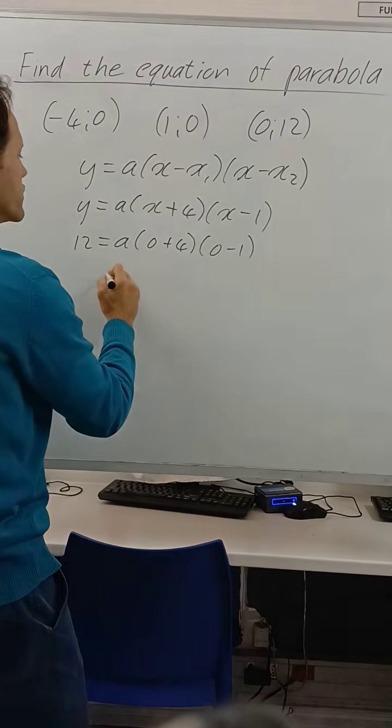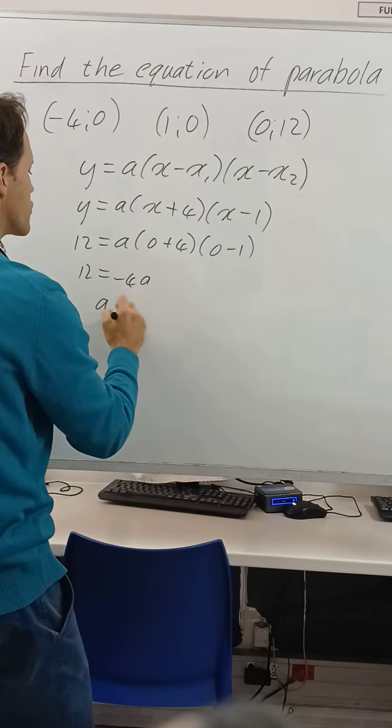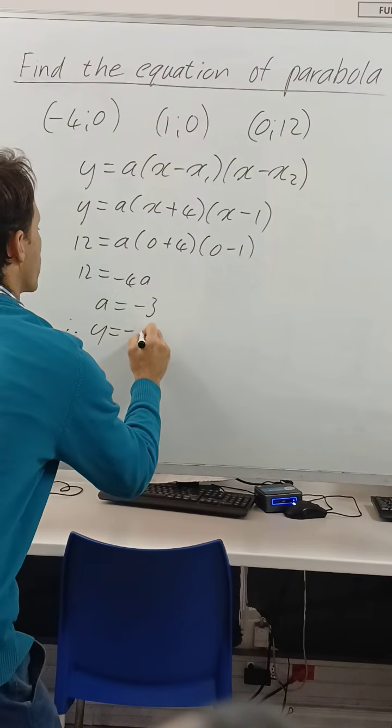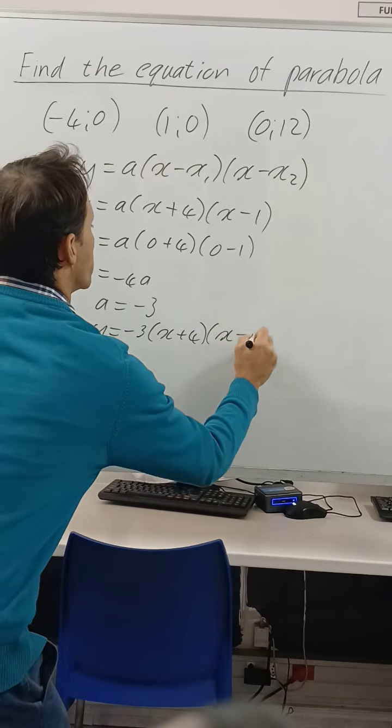And then when you solve this, you're going to get negative 4a equal to 12. So divide by negative 4, so a is equal to negative 3. And therefore it's going to be y equal to negative 3(x + 4)(x - 1).